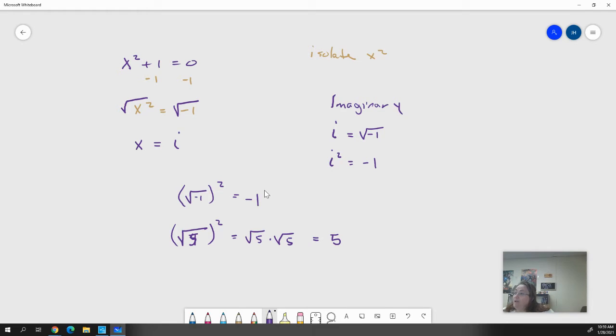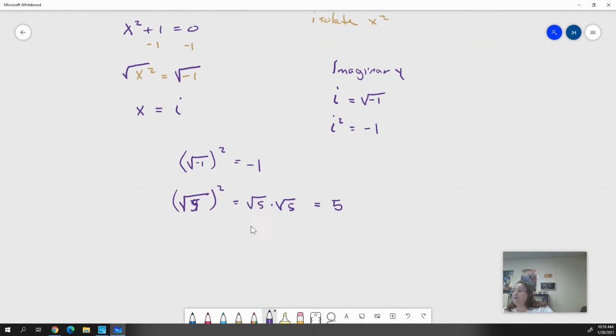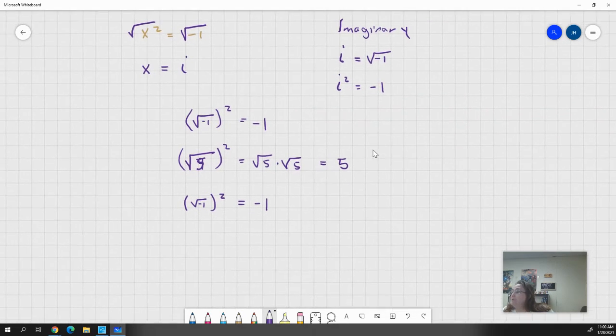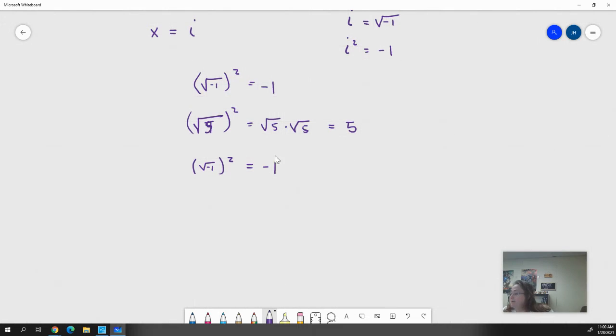So in that same respect, we know that i squared equals -1, which we stated up here. If I have the square root of -1 and I square it, I'm going to get whatever's under the radical, which is -1. And that's how we know that i squared equals -1. I'm not going to get too much further into that because I've explained it more during the lesson in class.